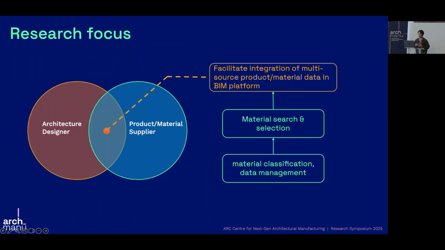So this research focuses on the disconnection problem between two stakeholders. The first is the designer, who needs comprehensive data to make design decisions, together with the supplier, who has this data but struggles to make it accessible to others. In the middle, this platform should facilitate the integration of multi-source material data, enabling designers to search and select materials very efficiently. This platform should be based on an appropriate data management approach together with a materials classification that is suitable for their workflow.